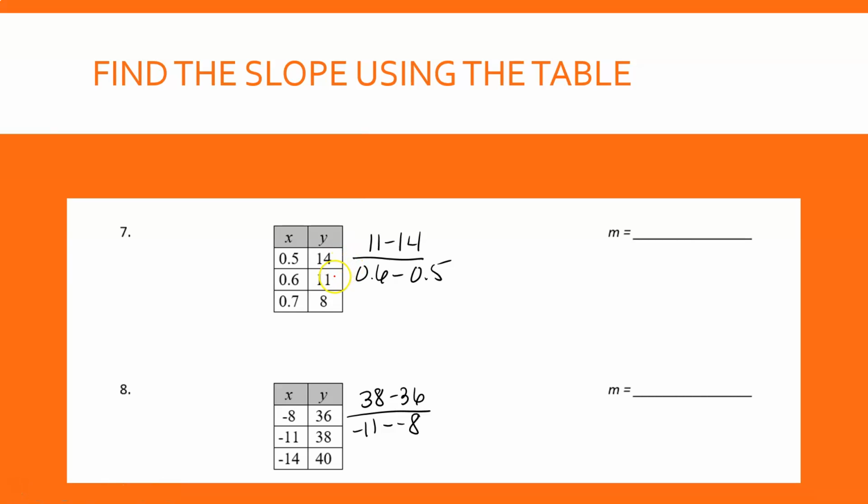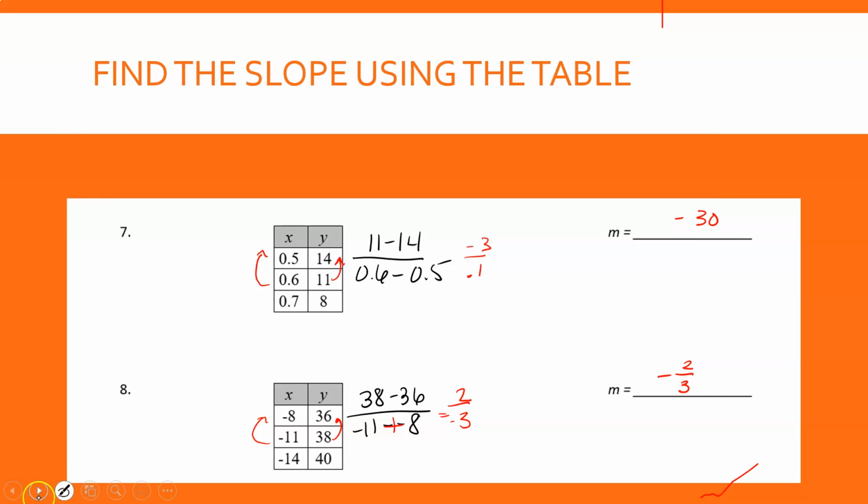Here, this one's weird. We have 11 minus 14 over 6/10 minus 5/10. So we have -3 over a tenth, which gives us -30. Here we have 38 minus 36 over -11 minus -8. So here I have 2 over -3, so I have -2/3.